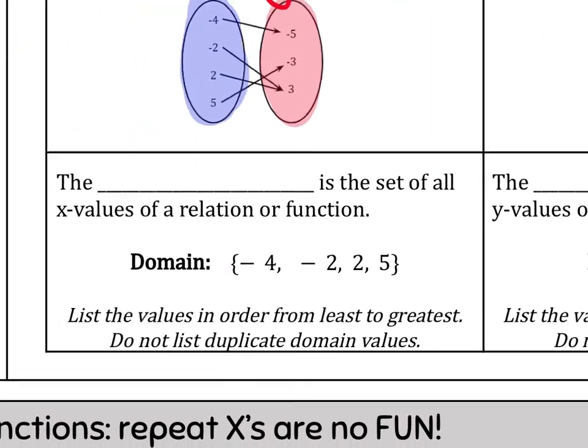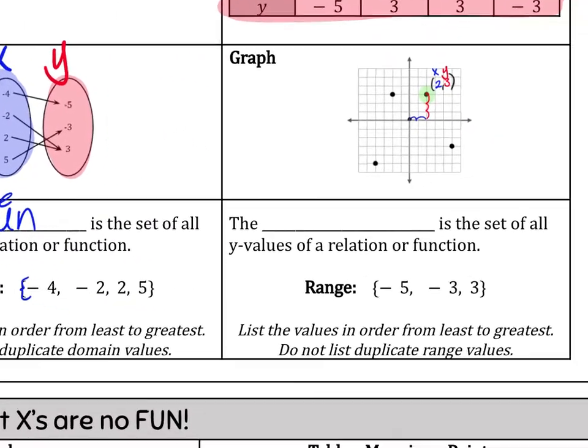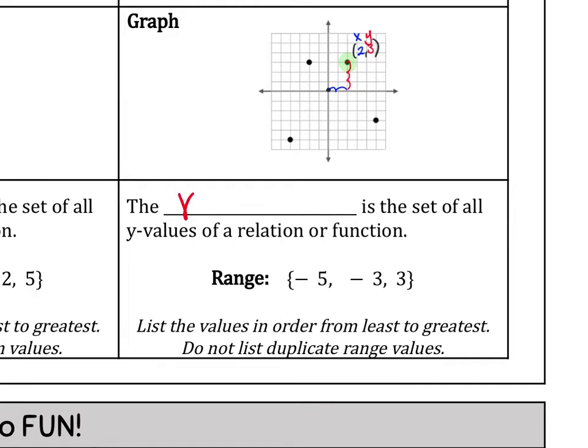Now, when we're talking about the set of all of our x values, we're talking about our domain. When you are listing out the domain of everything on the graph, it's shown in brackets. These are brackets right here. And then on this one, it's -4, -2, 2, and 5. When we're speaking about our range, we're speaking about all of our y values of the function. We would also list those out inside of brackets, like they do here.